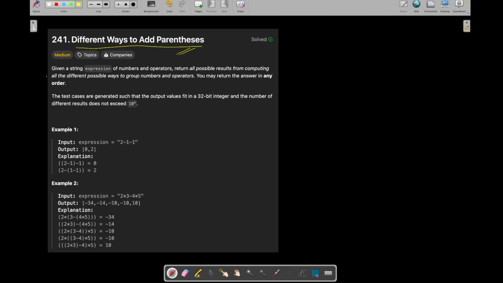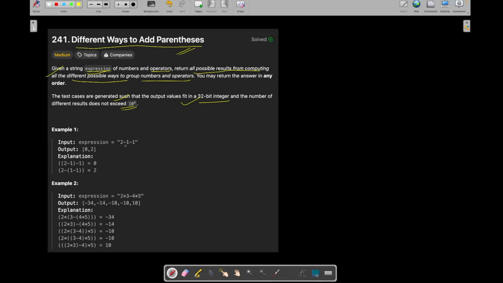In this question we have been given a string expression of numbers and operators, and we need to return all possible results from computing all different possible ways to group numbers and operators. You may return the answer in any order, and the test cases are generated such that the output values fit in a 32-bit integer and the number of different results does not exceed 10 to the power 4.